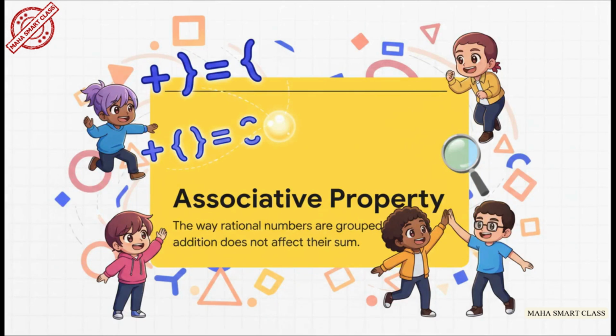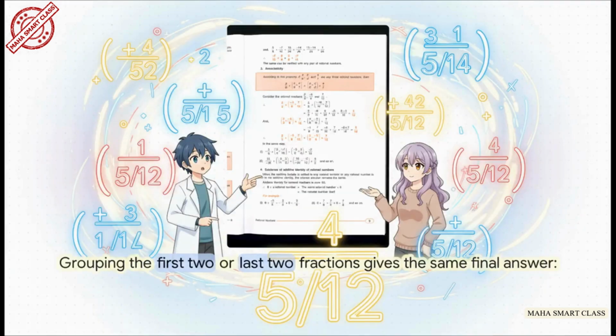Okay, next up is another big one, the associative property. And this one is all about grouping. If you've got a whole list of numbers to add, it literally doesn't matter which pair you decide to add up first. The final answer is already locked in. And this is where it gets really interesting.